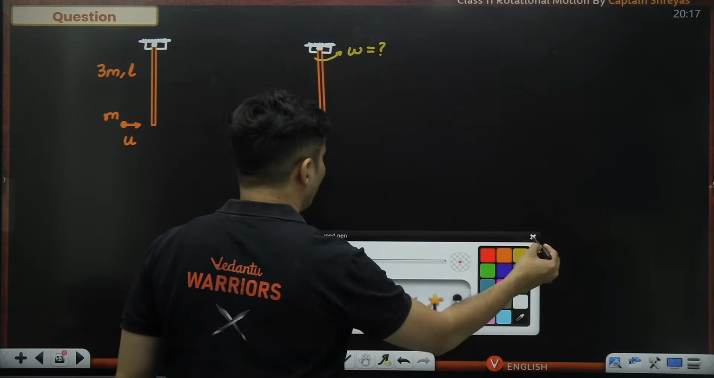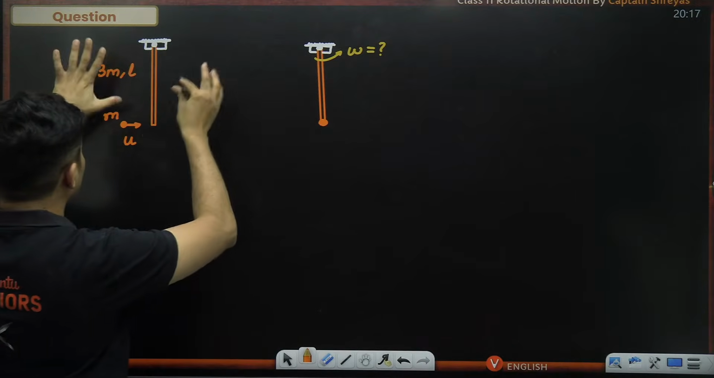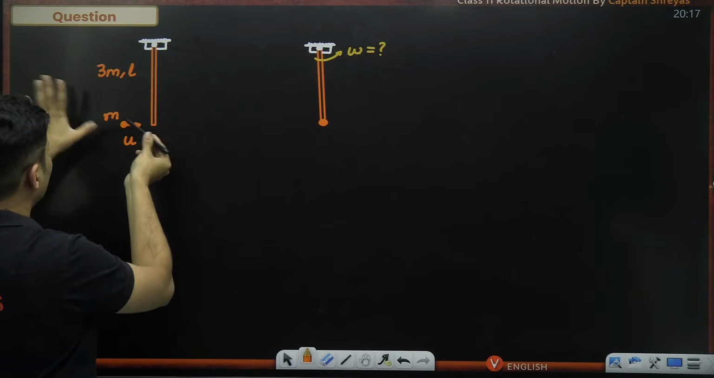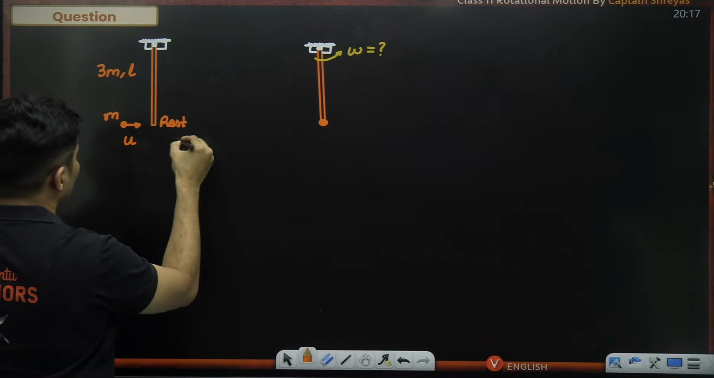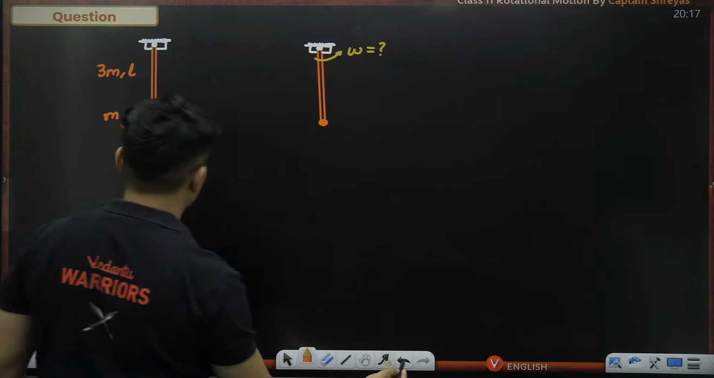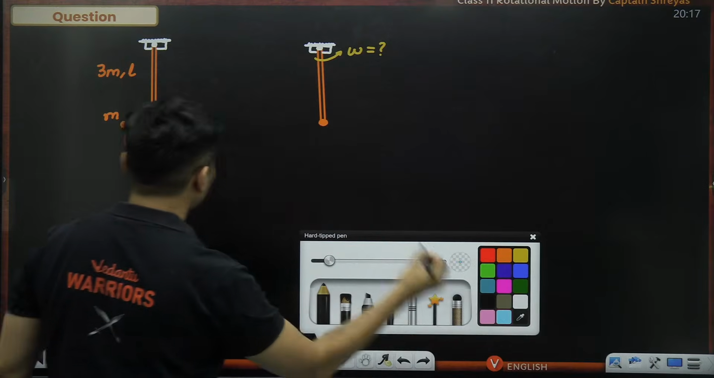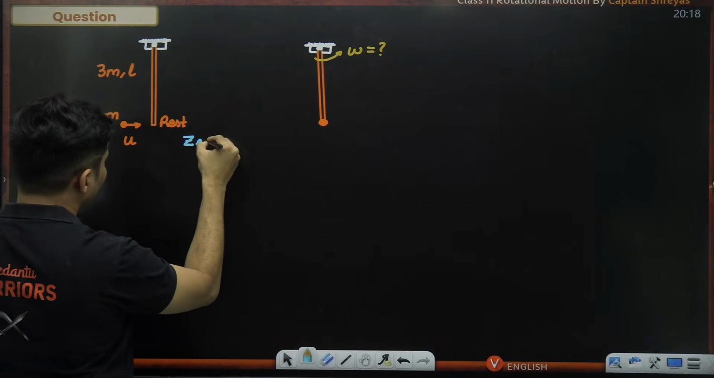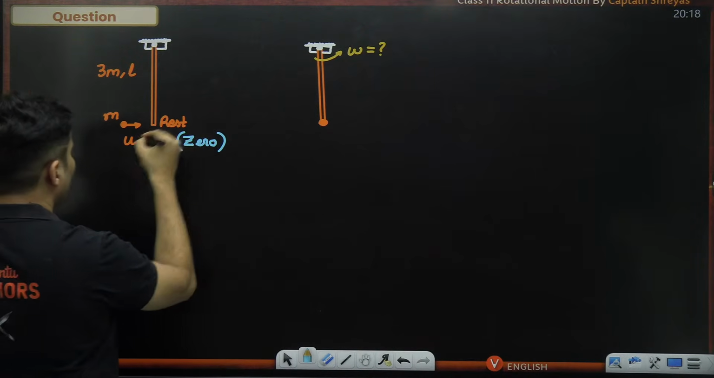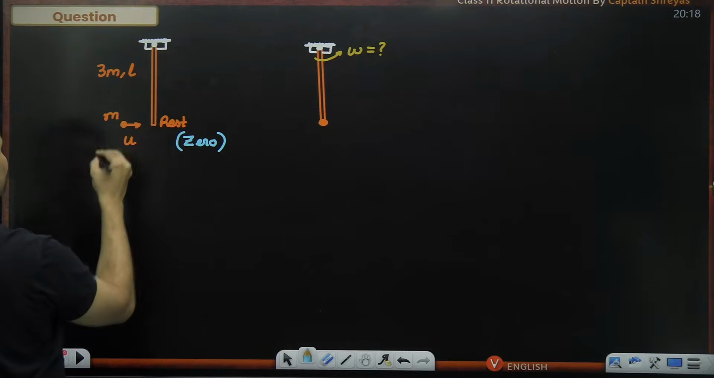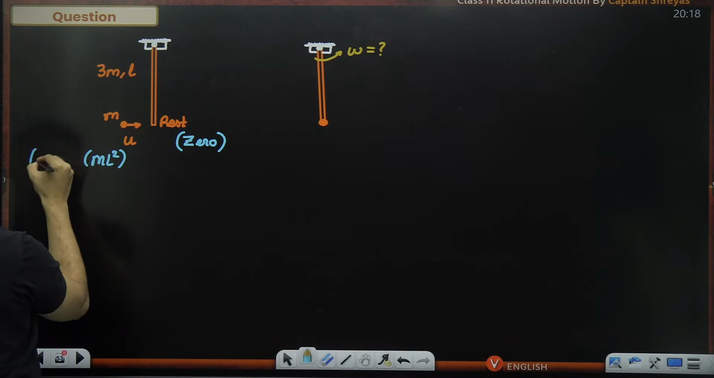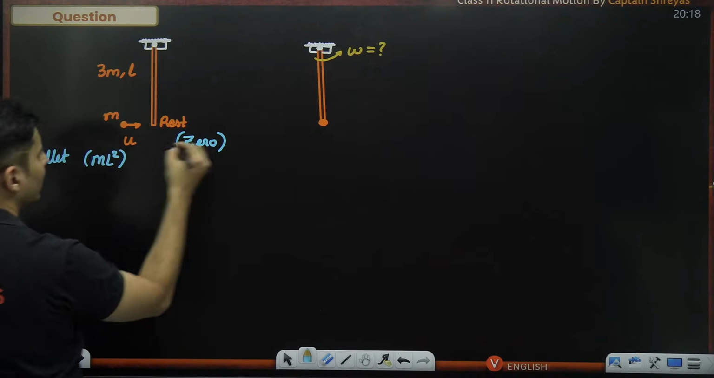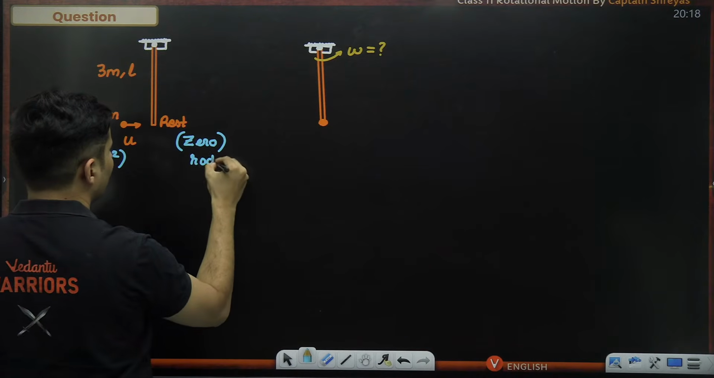If you ask me what the moment of inertia of the system is before, this rod is at rest. So zero moment of inertia for the rod. And for this mass, it is at L distance, so it will be mL square. This is for the bullet, and this is basically for the rod.